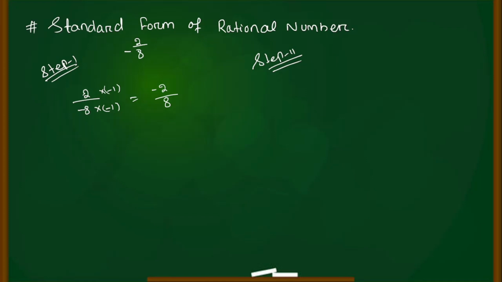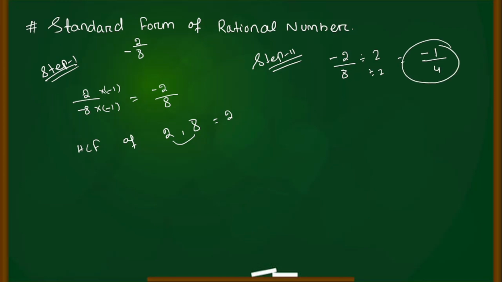Lowest terms means the HCF is 1. Now find the HCF of 2 and 8. What is the HCF? It is 2, because 2 is a factor of 8. That's why the HCF is 2 and the LCM is 8. Yes or no? We already learned this in class 5 or 6. Now we divide both the numerator and the denominator by this HCF, that is, minus 2 by 8 divided by 2 and 2. Now the numerator is minus 1 and the denominator is 4. This is the standard form of the rational number.